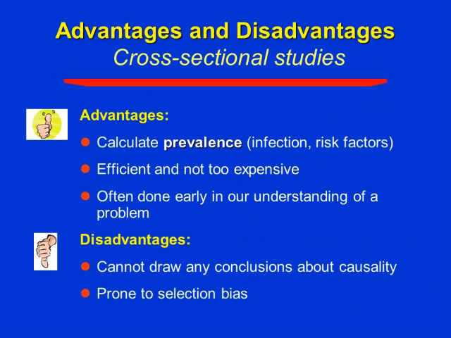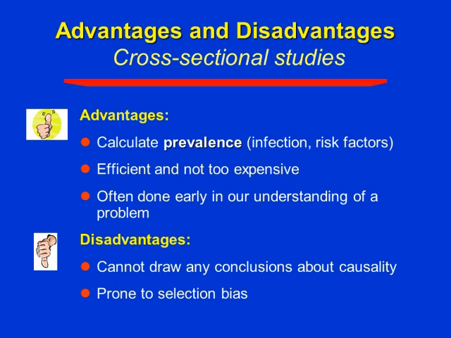So there are a number of advantages and disadvantages to cross-sectional studies. In terms of advantages, you are able to calculate prevalence, and you can either calculate prevalence of the infection or of risk factors. They're typically efficient and not terribly expensive because you're doing everything all at one point in time. And they're often done early in our understanding of a problem, so we can figure out how big the problem actually is.